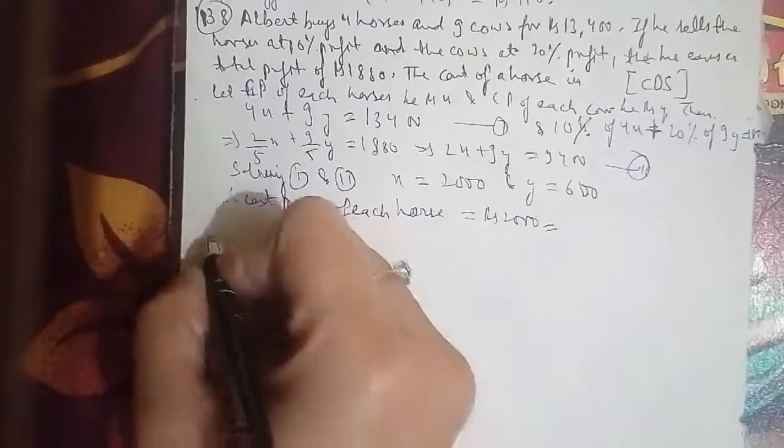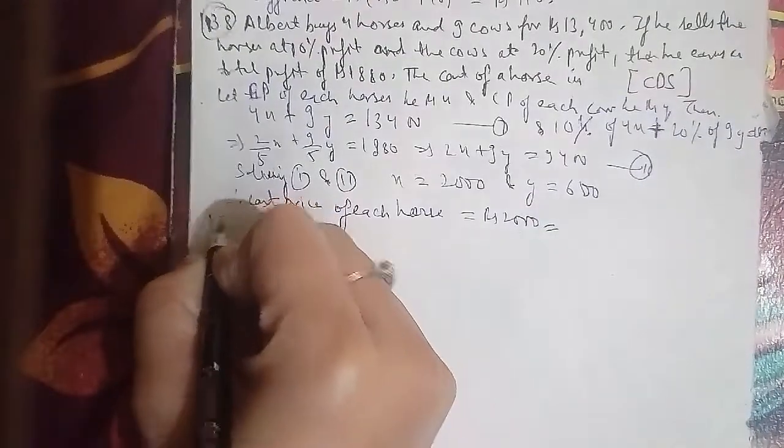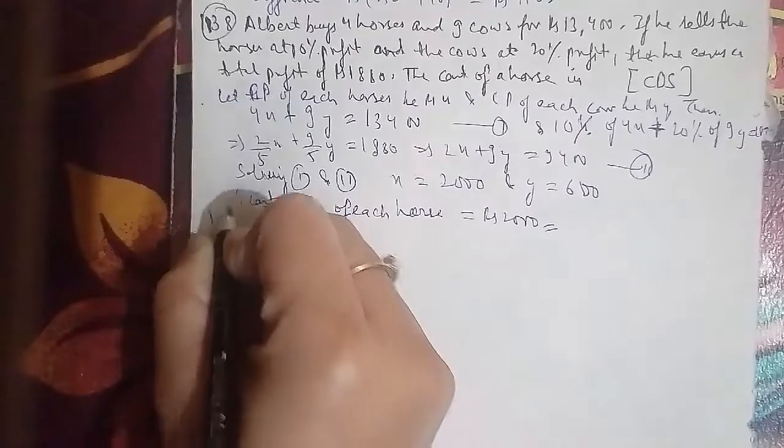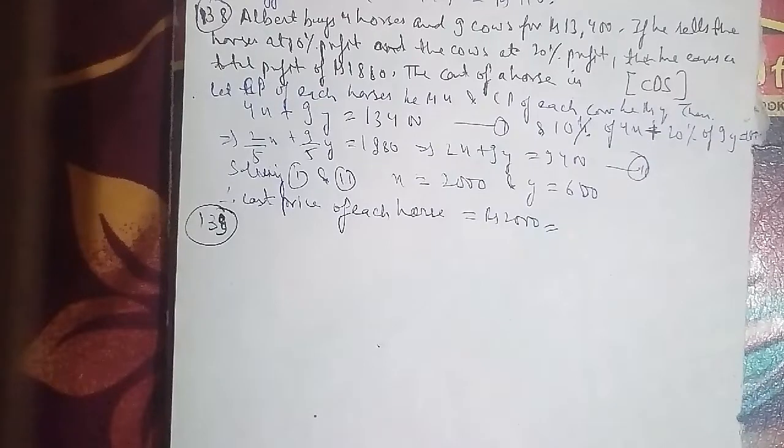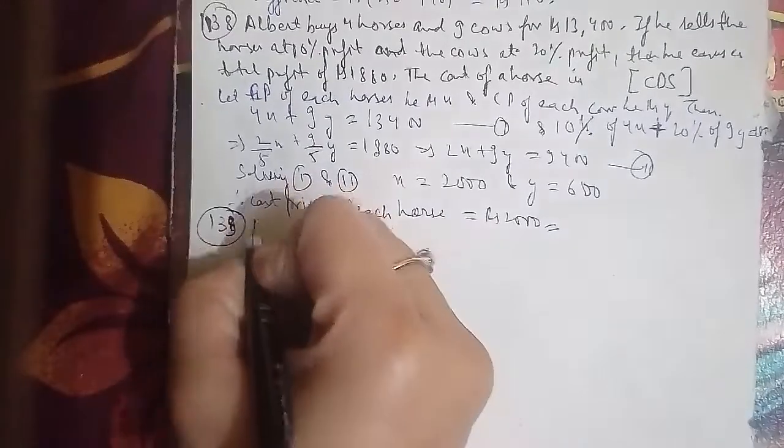Let's go ahead with the 139th question of the session. The question is that a man purchases two clocks A and B at a total cost of rupees 650, as I told you. So let's go ahead for the solution to the question.